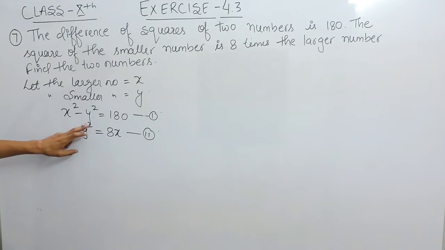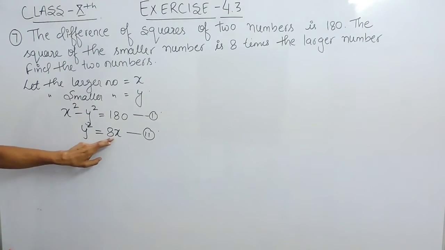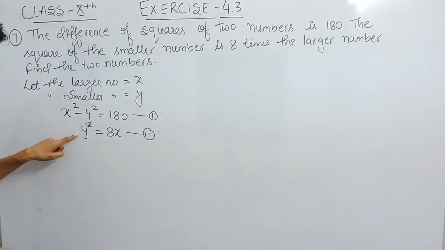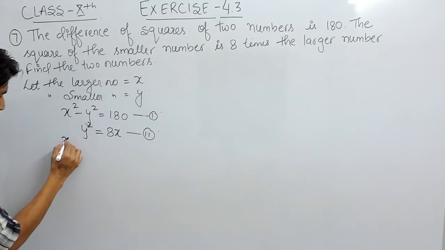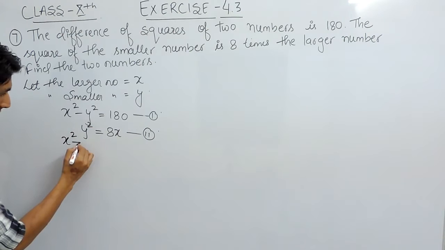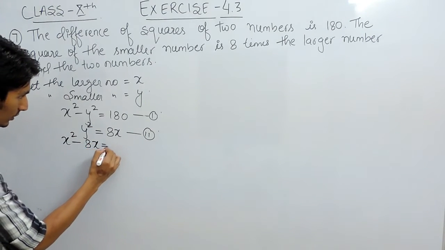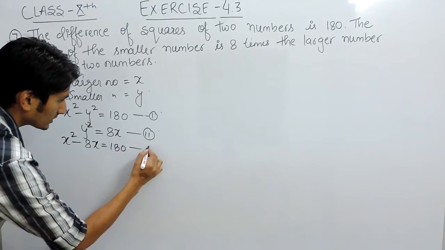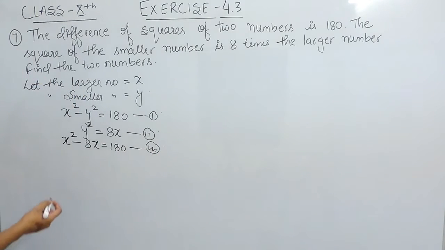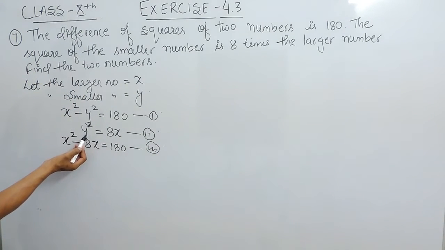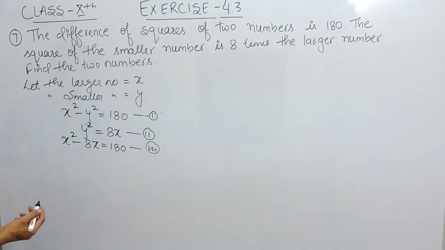Now we know that y square is equal to 8x. So in place of y square we can write 8x, or you can say we are substituting the value of y square from the second equation into the first equation. So our third equation will become x square, and in place of y square we are writing 8x, equals 180. So this is our third equation, after we have substituted the value of y square from the second into the first equation.